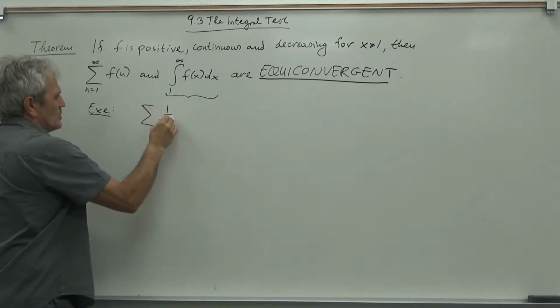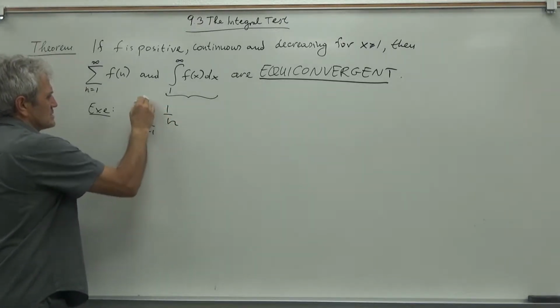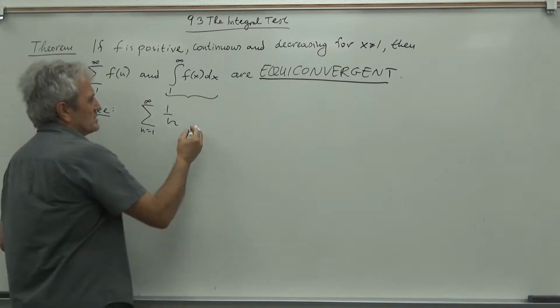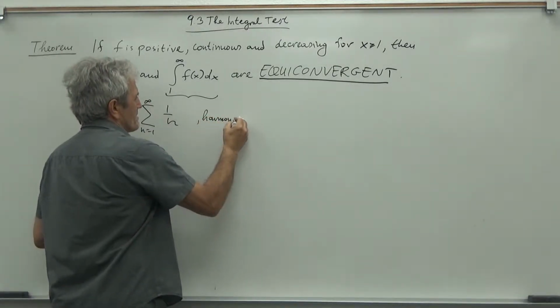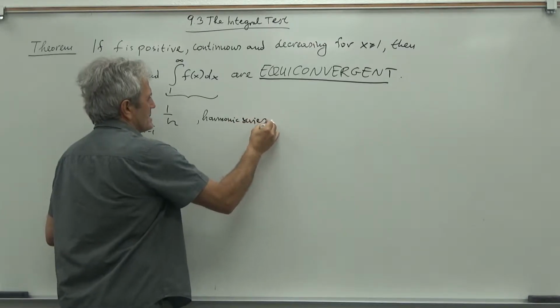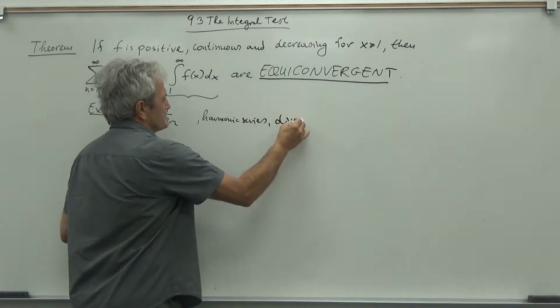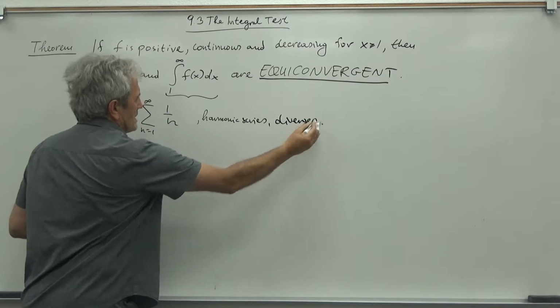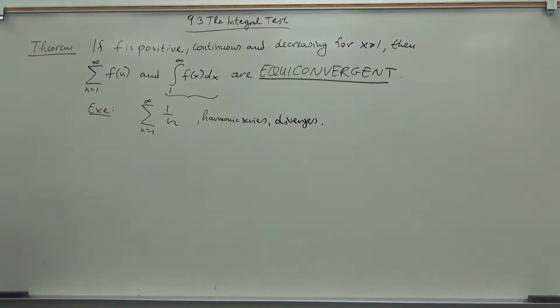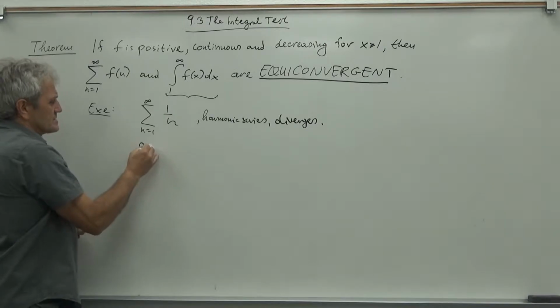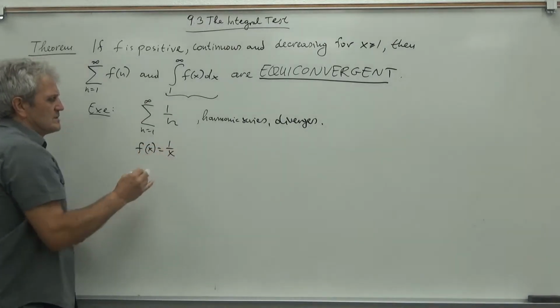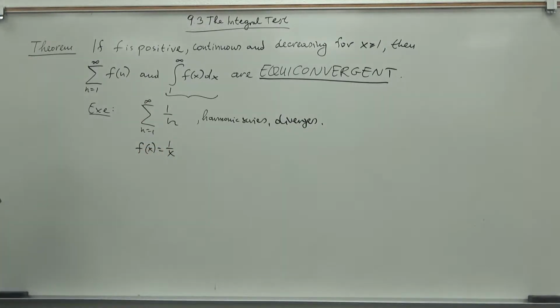Sum 1 over n, n equals 1 to infinity. By the way, this is the famous harmonic series. It diverges. How do we know that? Because we are just applying this theorem for the function f of x equals 1 over x.